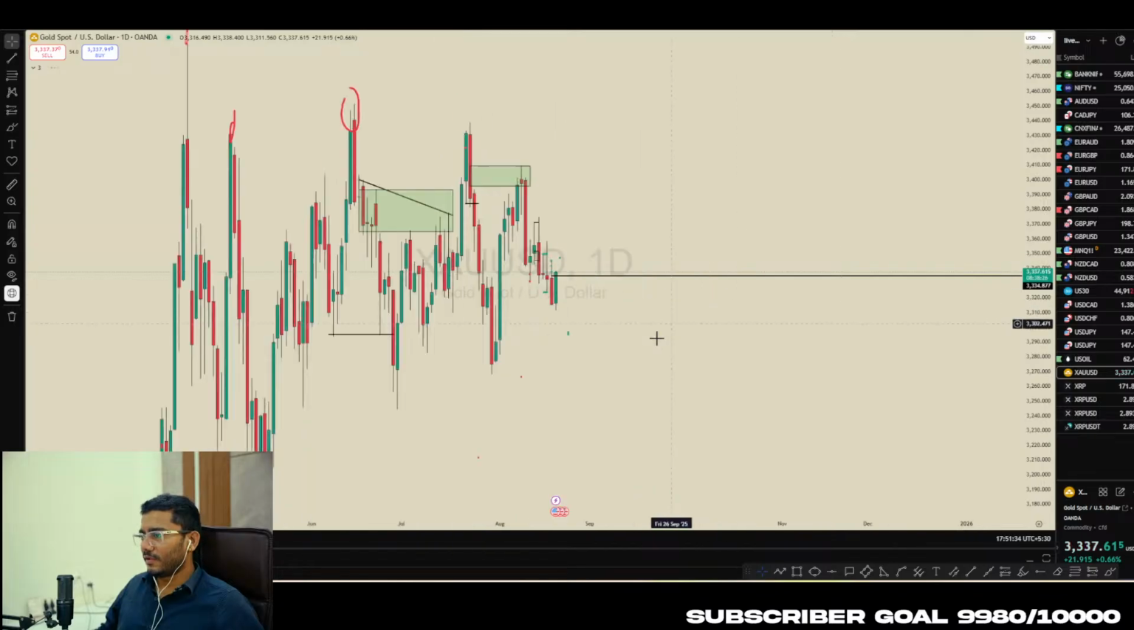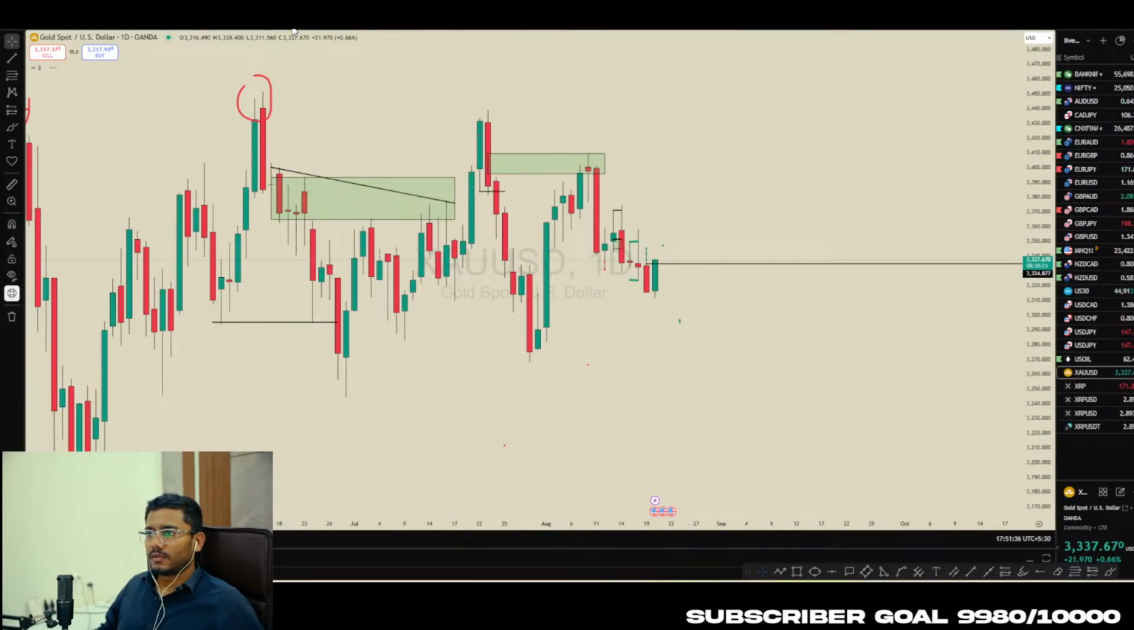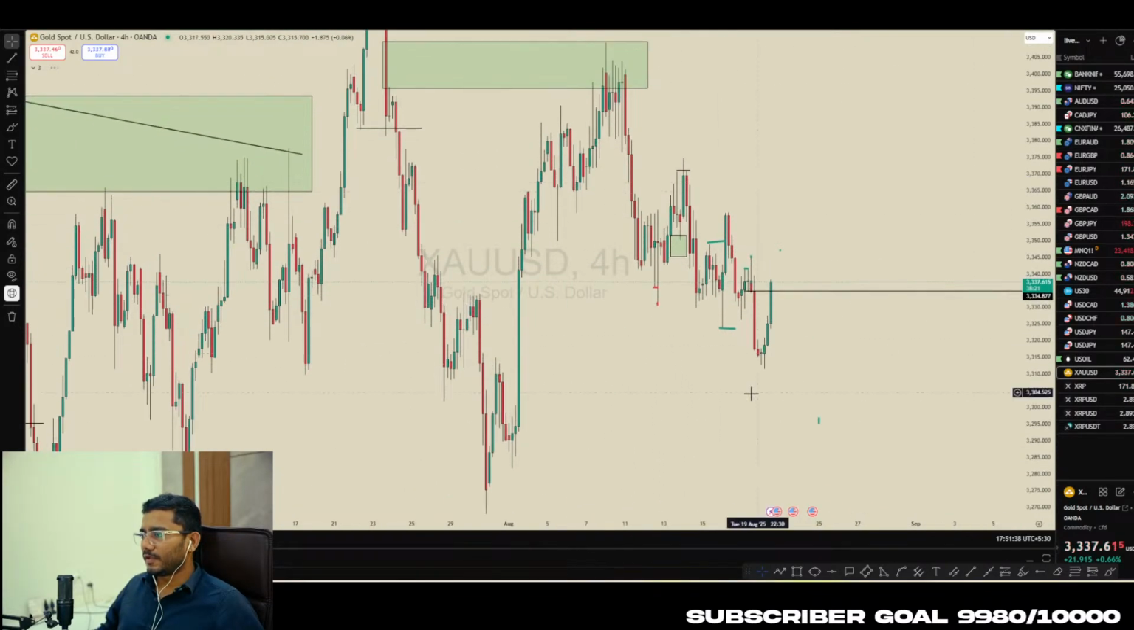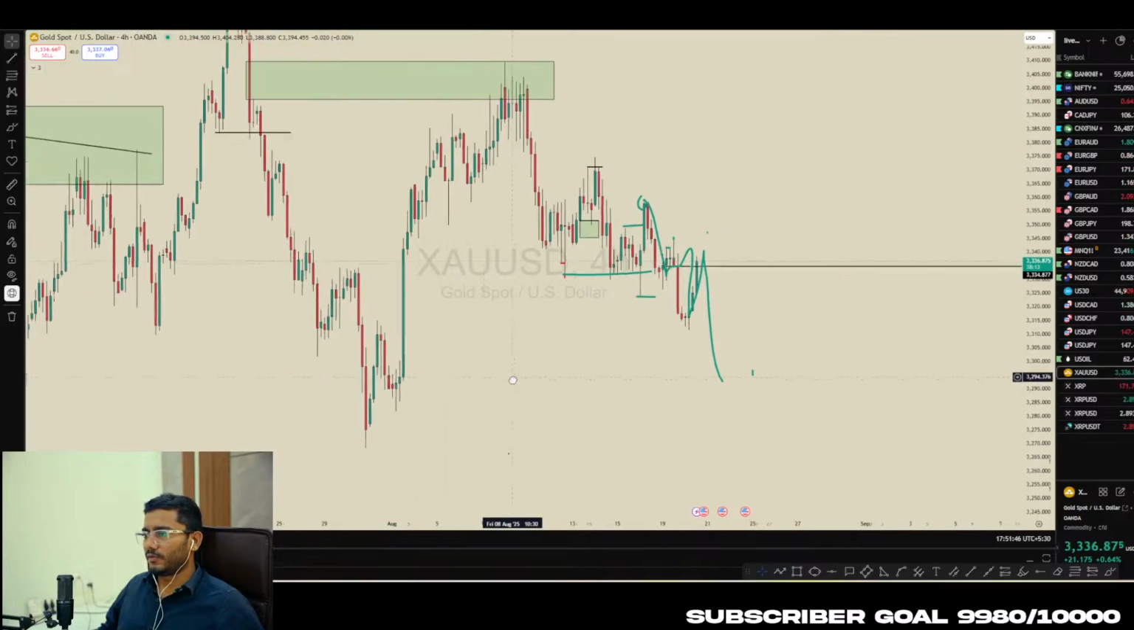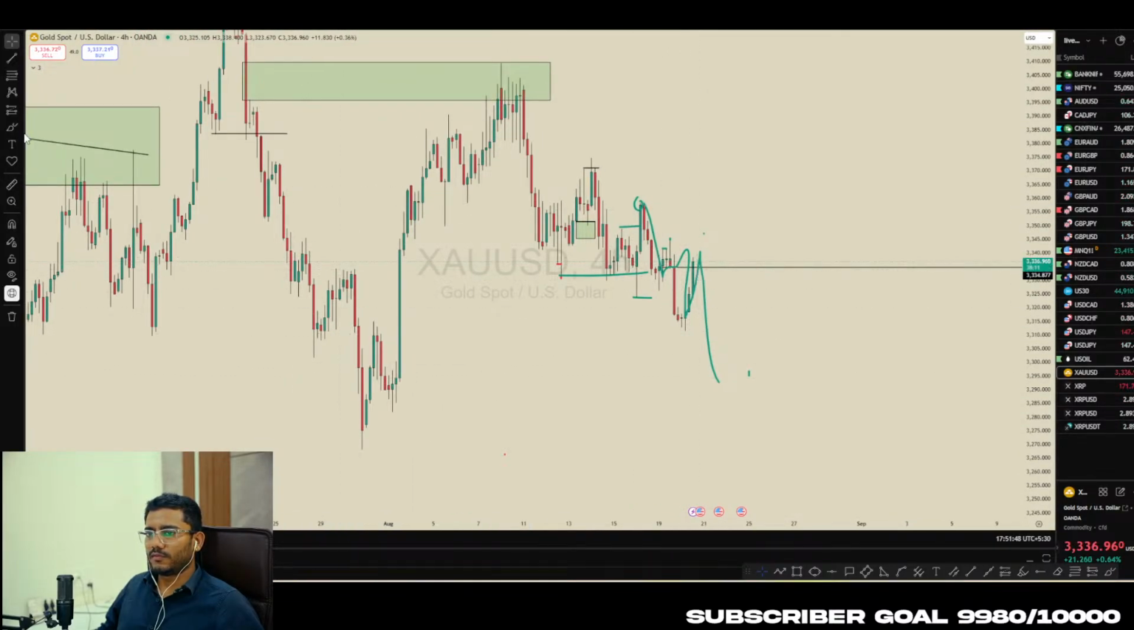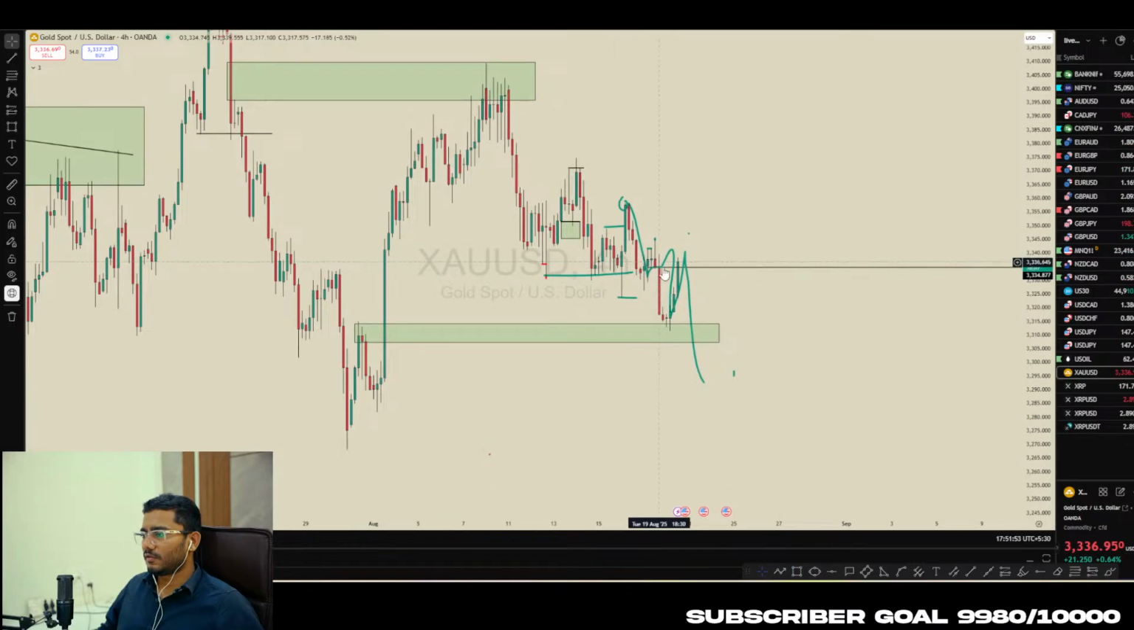So on the previous live, I was looking for buys on gold, but then price broke the structure here. And now it's continuing to the downside. But I hope that price today will break this high. If not, then we'll look for sell side. So this is the area.